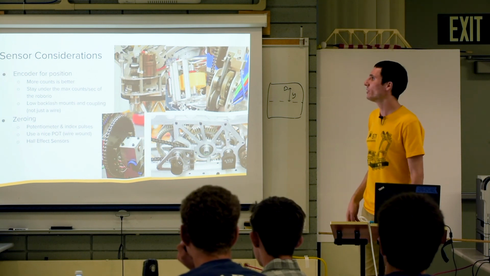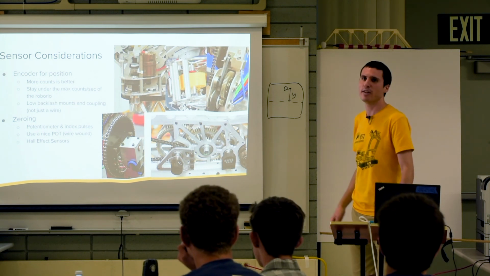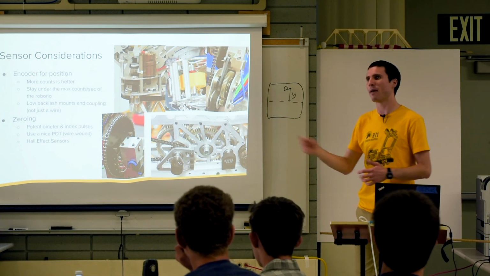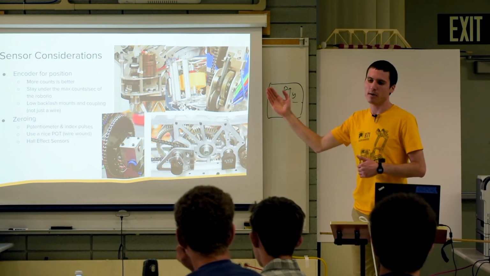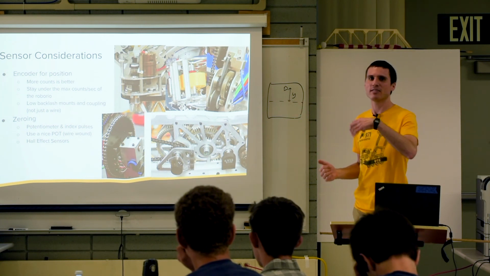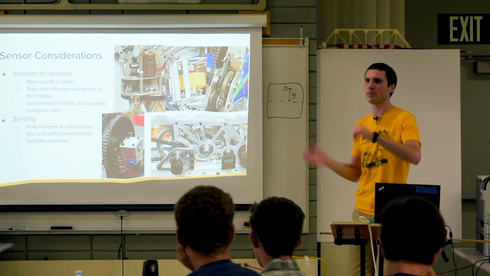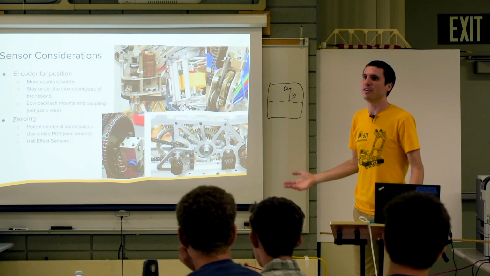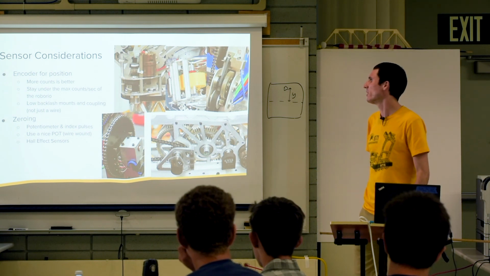And then you also want to mount your sensors well so that you don't have backlash in your sensor. You could have very low backlash through all your system, but if your sensor isn't held on well, you're going to get the same level of hysteresis there, where you turn one way and you get wind up one way, and then you turn the other way and you get wind up another way. So you don't actually know where your arm is.